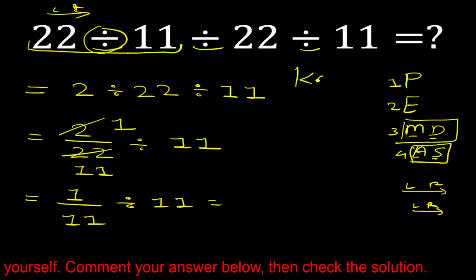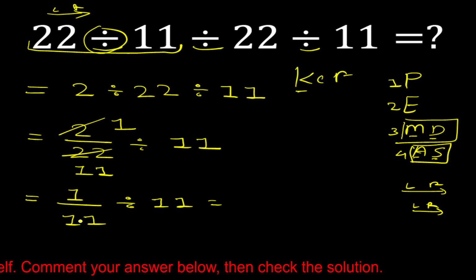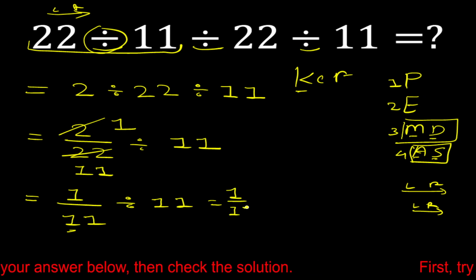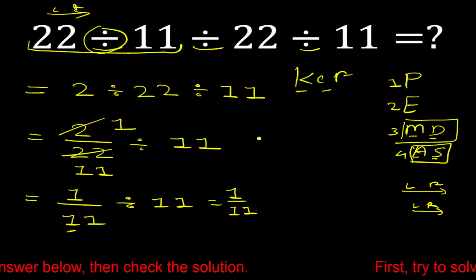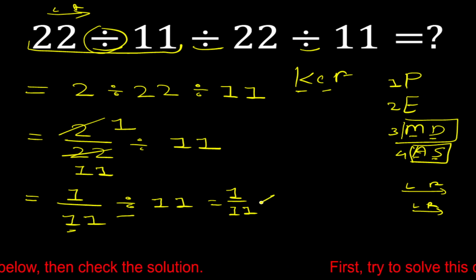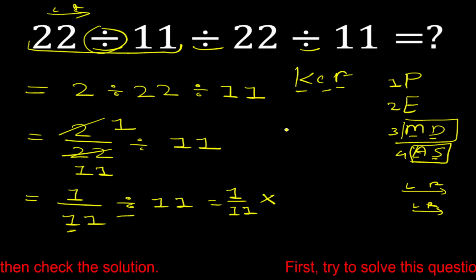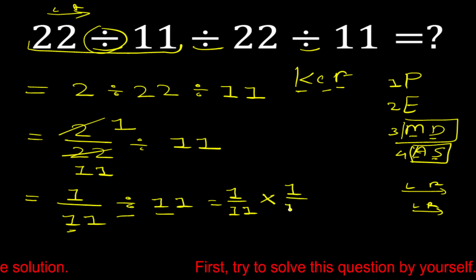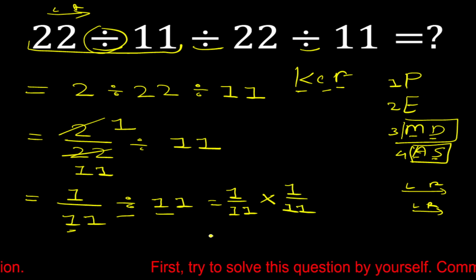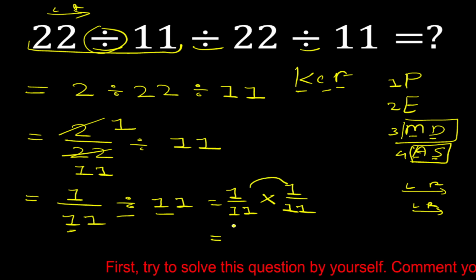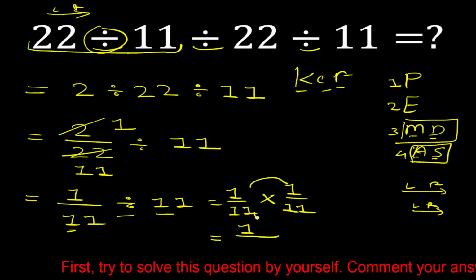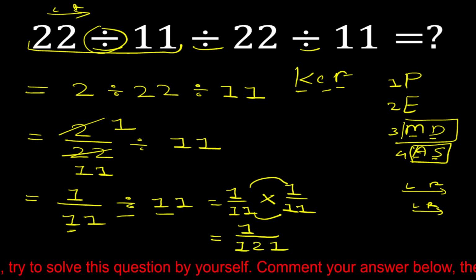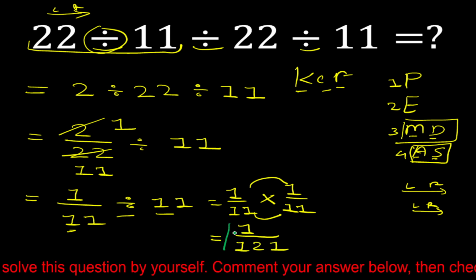So now according to the KCF rule, K means keep this 1 upon 11 as it is, the same. C means change this sign from division to multiplication. F means flip this fraction, 11 becomes 1 upon 11. So it is equal to 1 multiply 1 is equal to 1, and 11 multiply 11 is equal to 121. So the correct answer is 1 upon 121.